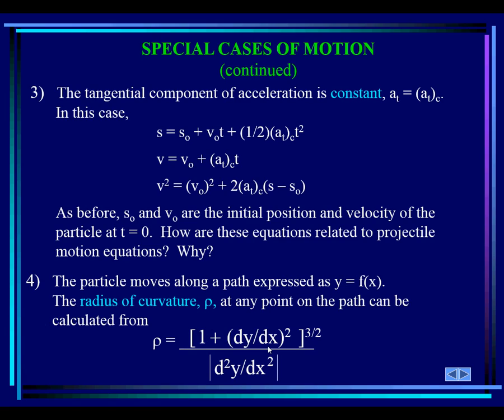If you move a particle along a path expressed as a function of x, the radius of curvature at any point in the path can be calculated like this. This is to calculate the radius of curvature.